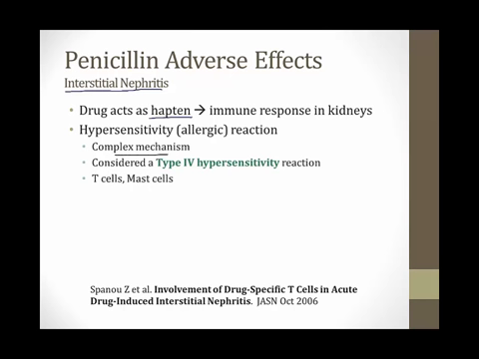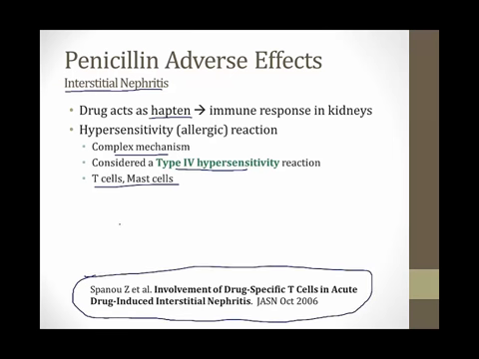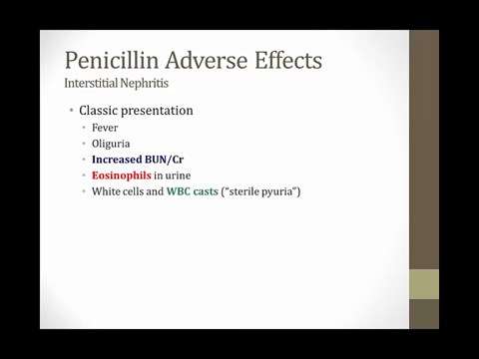It is considered an example of a type 4 hypersensitivity reaction because T cells and mast cells play an important role. And if you want to read more about the immunology of interstitial nephritis, I've listed a review article at the bottom of the screen. The classic presentation of interstitial nephritis is something you should know for your exams. It involves fever because it's an allergic reaction. The inflammation in the kidneys will lead to decreased urine output.